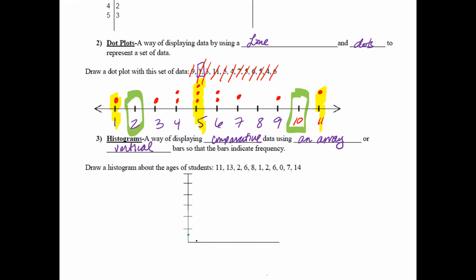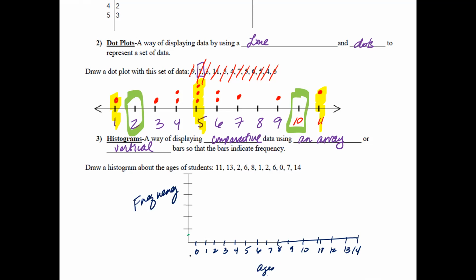So age of student from 0, 1, 2, 3, 4, 5, 6, 7, 8, 9, 10, 11, 12, 13, 14. This right here is going to be the frequency, so the number of students that are at 0. So how many students are at 0? There is 1. So we'll do 1, 2, 3, 4, 5, 6. So for students that are 0 age, or I guess are babies, there's 1.